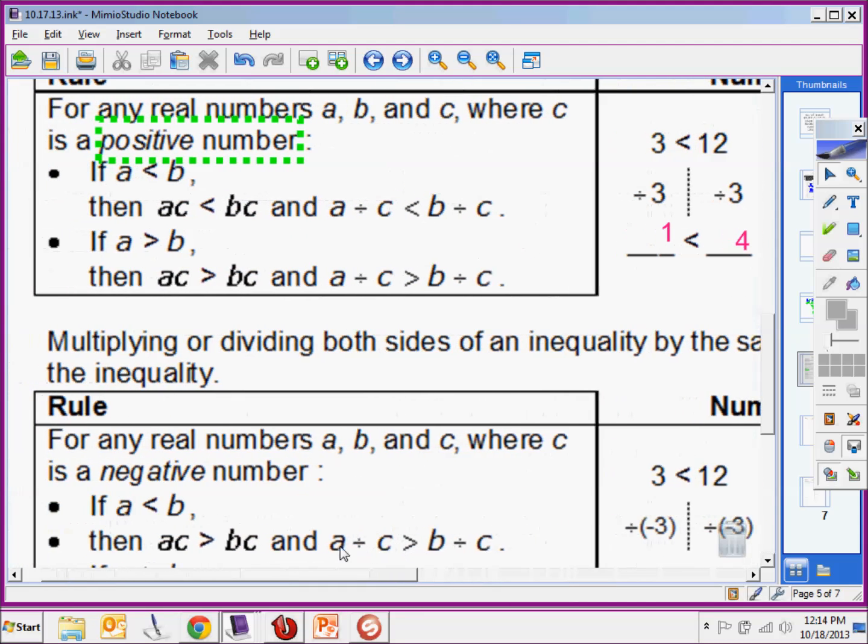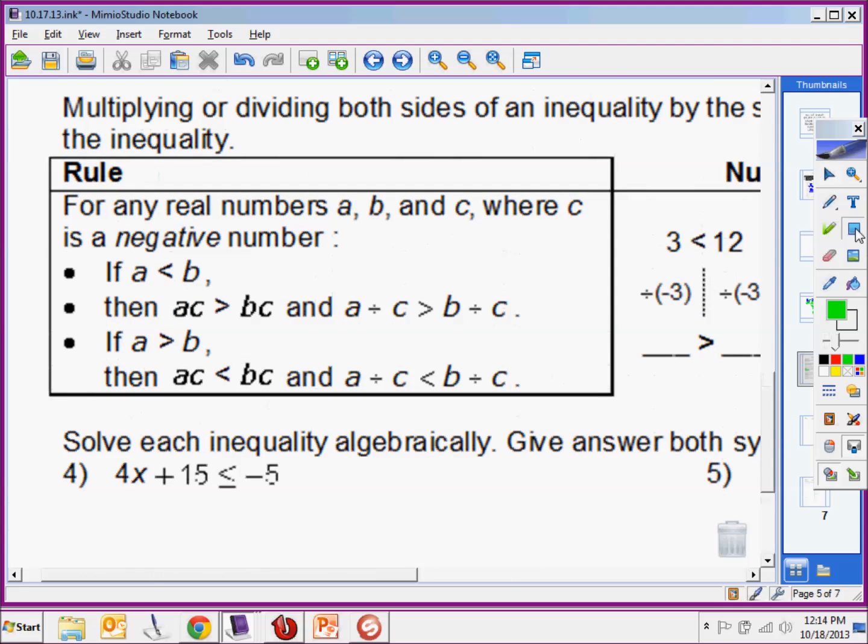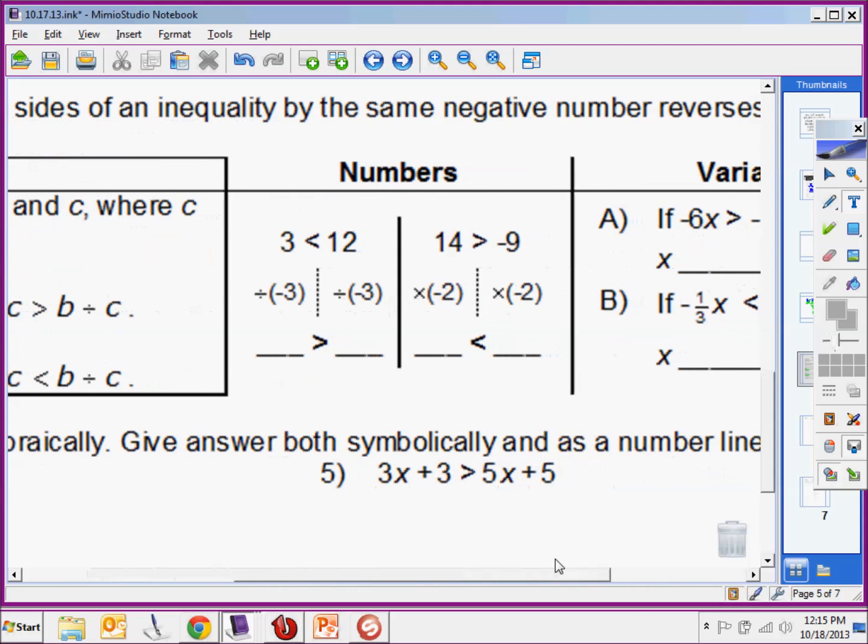Alright, now we're going to go on to negative numbers. So now we're talking about multiplying and dividing by a negative number. If we're multiplying or dividing by a negative number, it's going to cause my inequality to change. So if I multiply by a negative on both sides, it's going to cause my inequality to change. If I divide by a negative on both sides, it's going to cause my inequality to change.